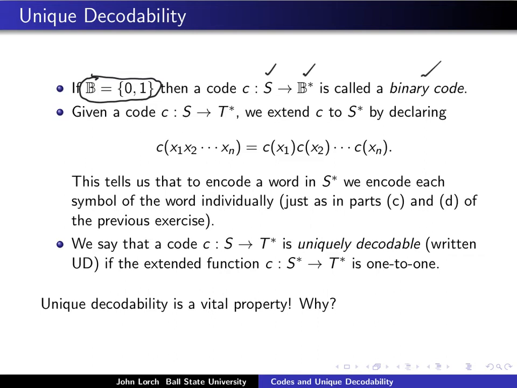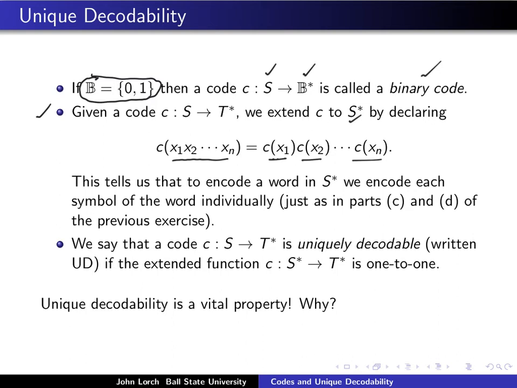Second bullet point discusses this sort of natural way to encode words formed from the alphabet S. So if we have a code, we can extend this code to not just symbols in S, but words or strings on S by doing really the only thing that makes sense, right? If I want to encode a word, I'm just going to encode each symbol in S individually.